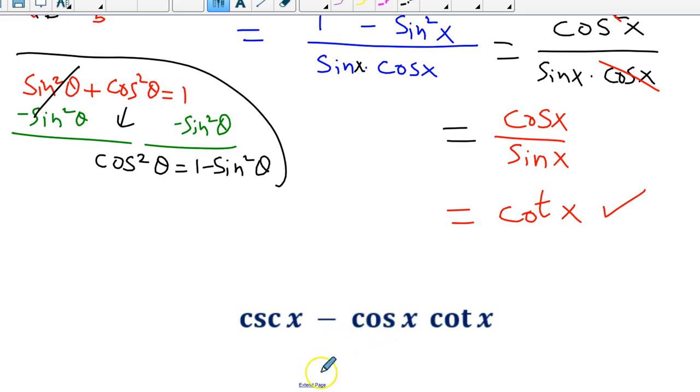Simplify cosecant x minus cosine x times cotangent x. What do you get from this? Try to write it as a single trigonometric ratio.